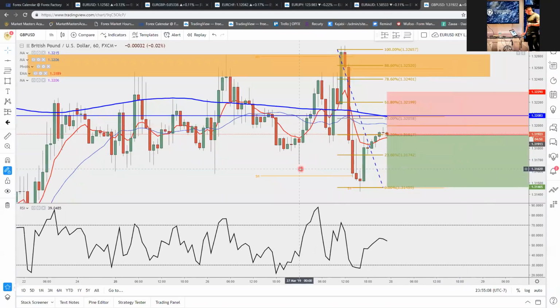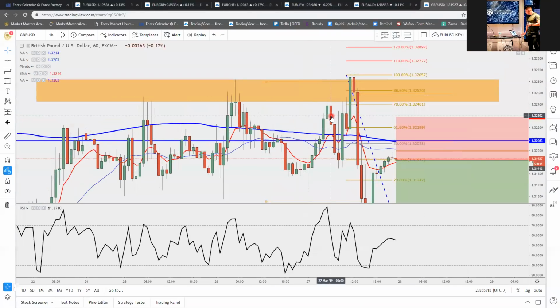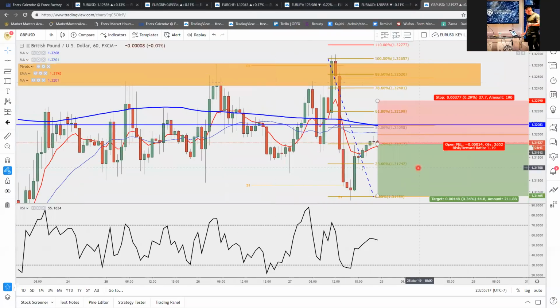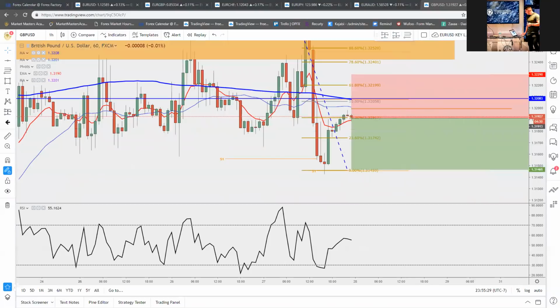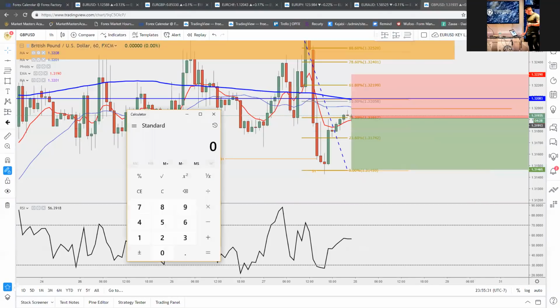For me personally, math is pretty fun. I like counting numbers. I like counting money that I'm making. So do the math. Try figuring it out. How many lot size do you need to make $1,000 off of this? Which I can already tell it's maybe 1.25. Maybe 1.25 on that one.